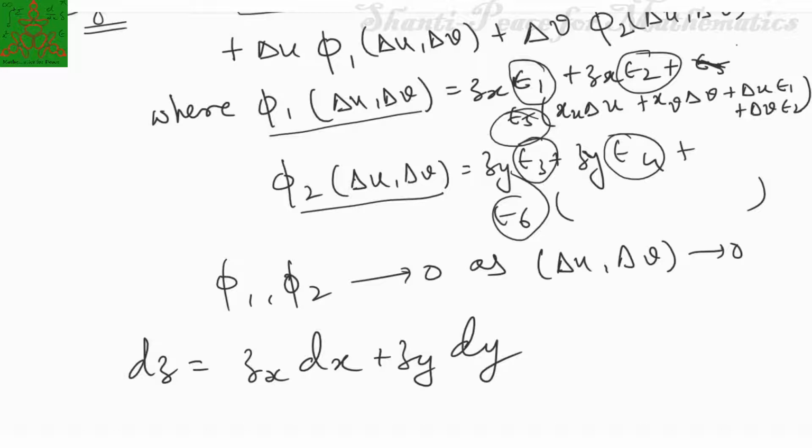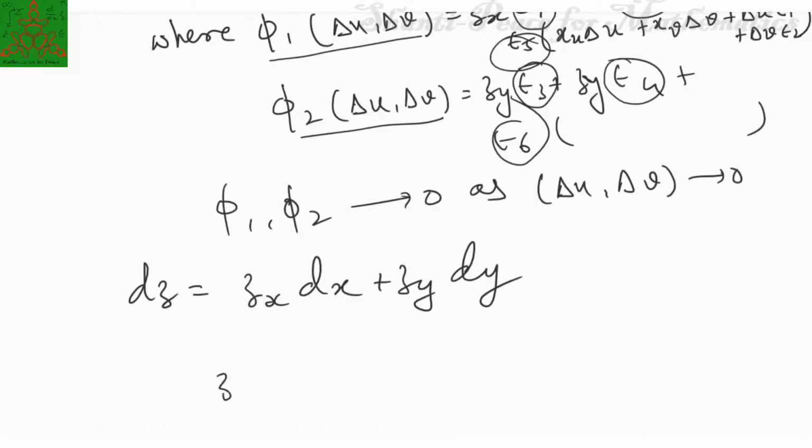that if z is a function of two variables x and y, and this x and y are functions of two variables u and v, and if z is differentiable with respect to x and y, and x and y are differentiable functions with respect to u and v, then z is also a differentiable function with respect to u and v.